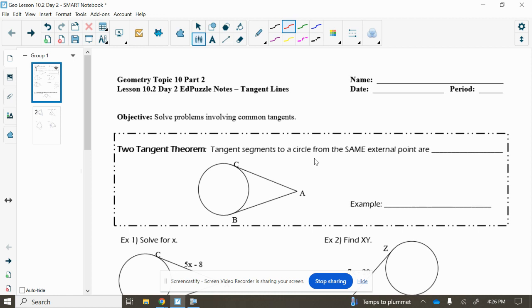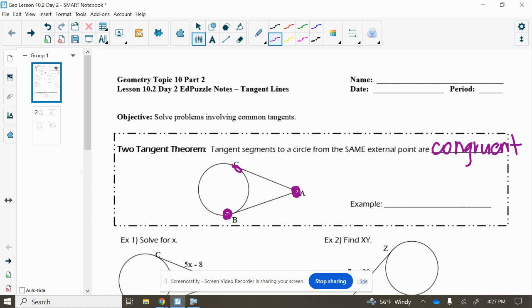Welcome to lesson 10.2, day 2. Today we are going to continue talking about tangent lines. Today's theorem comes from the idea that when two tangents come from the same exterior point of our circle and they're tangent to the same circle, these two segments are going to be congruent to each other.